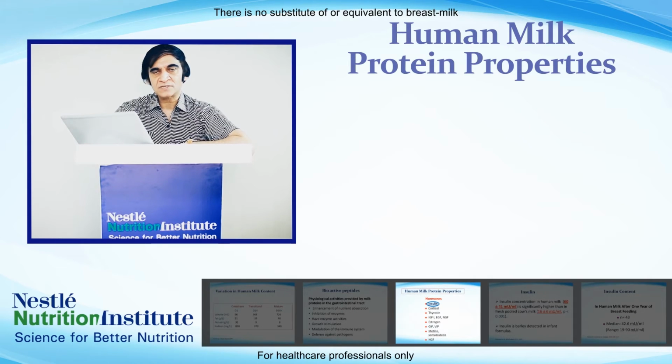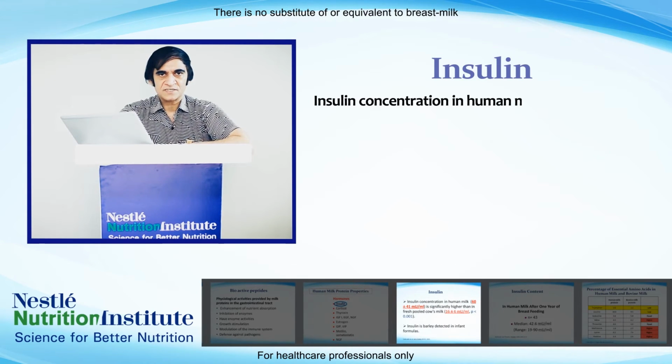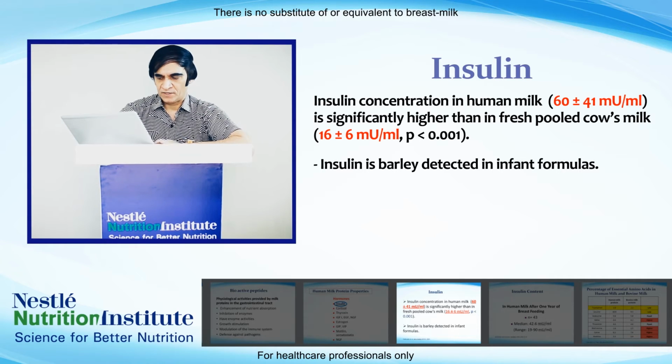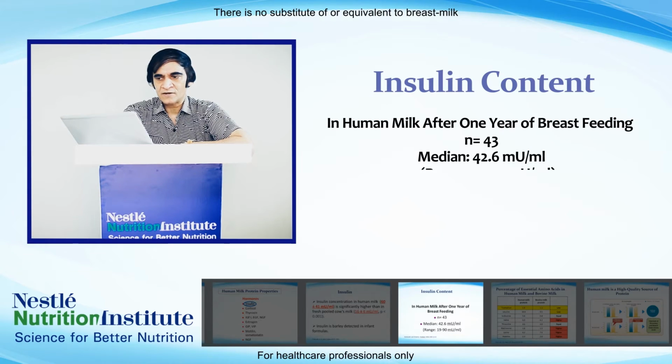Human milk also contains some hormones. For example, insulin, cortisol, thyroxine, insulin-like growth factor, GIP, VIP, somatostatin, estrogen. There are many hormones. This slide shows the insulin concentration. Insulin concentration of human milk is significantly higher than fresh pooled cow's milk. Insulin is barely detected in the infant formula. This slide shows the insulin content in human milk after 1 year of breastfeeding. The average insulin content is around 42.6 microunit per ml.